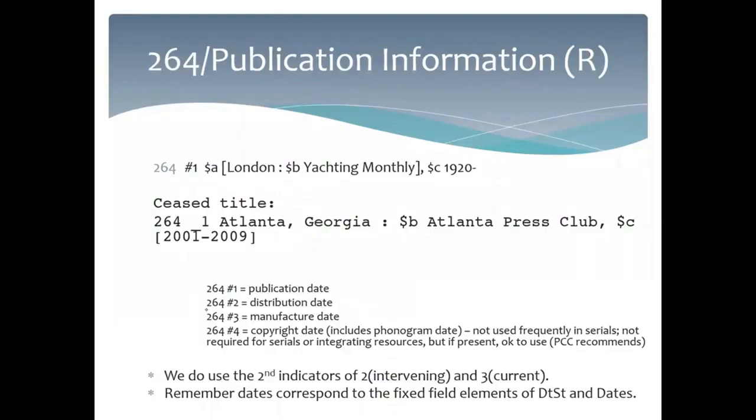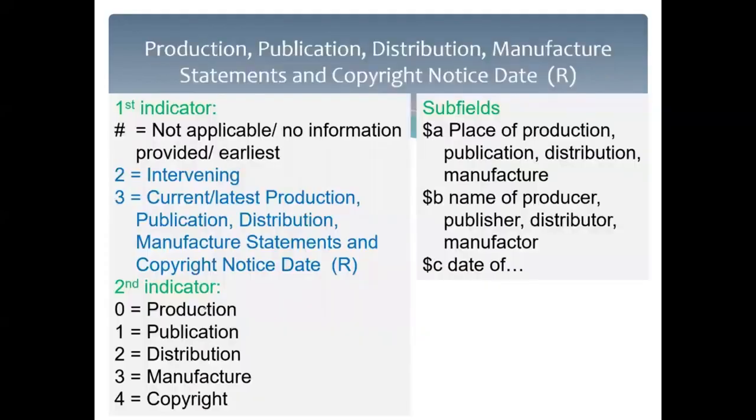264, again, we're kind of supplying some information there. We weren't sure of the location. We weren't sure of exactly who published Yachting Monthly, so we just kind of guessed it was Yachting Monthly. And we know it started in 1920 and we know it's continuing on. So that's a fairly straightforward one. And that is using that publication information.